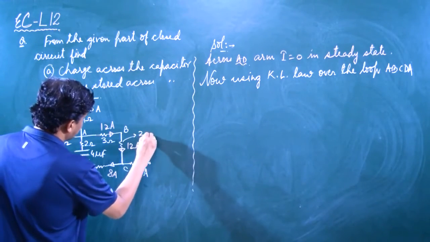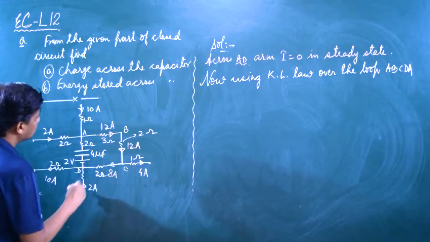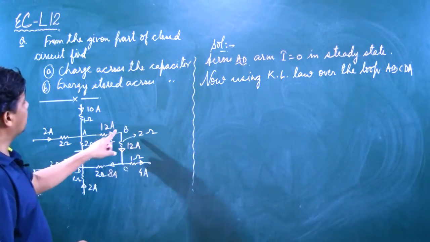Here resistance is, suppose, 2 ohm, 1 ohm, 2 ohm. All the resistors should be known. Okay. So now here current and loop are in the same direction.